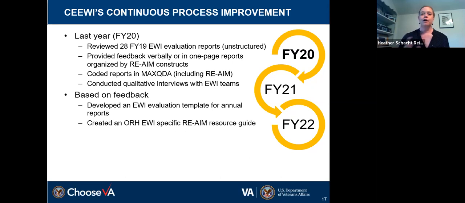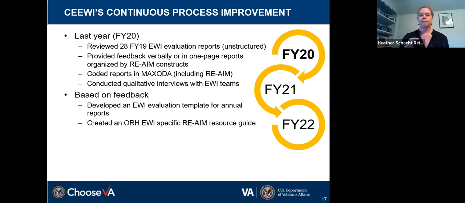And then we also coded all of the reports in MaxQDA, which is a qualitative software program like NVivo or Atlas TI, and really also included a focus on how people were using the REAIM constructs and where they were using them and what they were talking about within them. And we conducted qualitative interviews with the EWI teams, which really became a way for us to understand them better, as well as to understand implementation processes and evaluation.